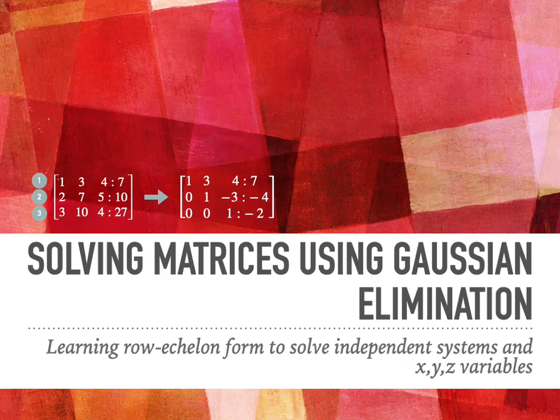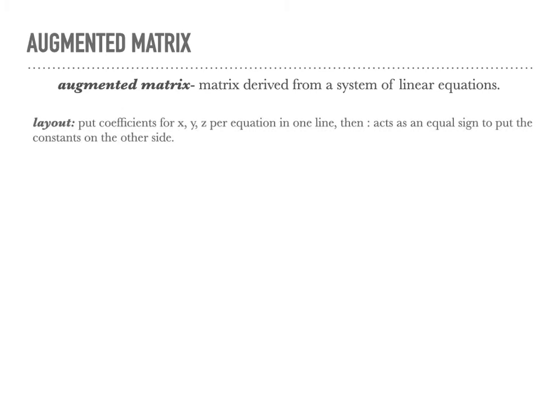In today's video, we'll be discussing how to solve augmented matrices using Gaussian elimination. An augmented matrix is a matrix derived from a system of linear equations. The layout is really simple. Put the coefficients for x, y, and z per equation in one line. Then a semicolon or a line sometimes acts as an equal sign to put the constants on the other side.